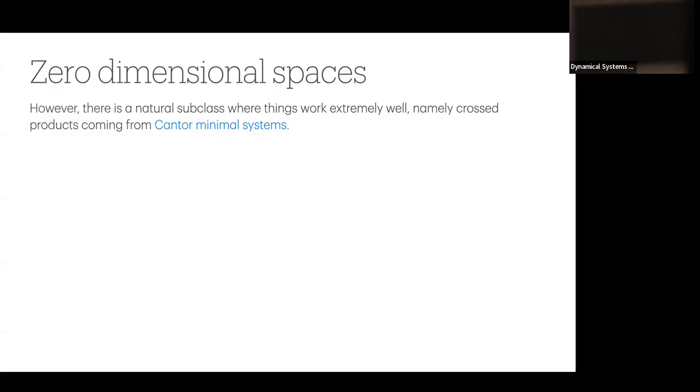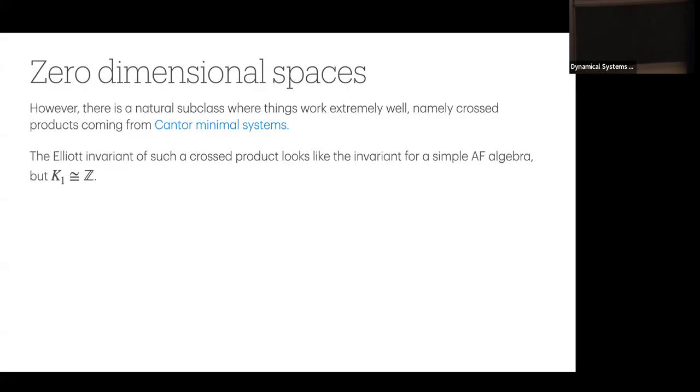And in particular, if we're talking about cross products, things work exceptionally well when our space X is zero dimensional. Infinite and zero dimensional, in particular, is a Cantor set. So things work very well for Cantor minimal systems. There, the Elliott invariant looks just like the invariant for a simple AF algebra, so it's a dimension group. But now we have a non-trivial K1.